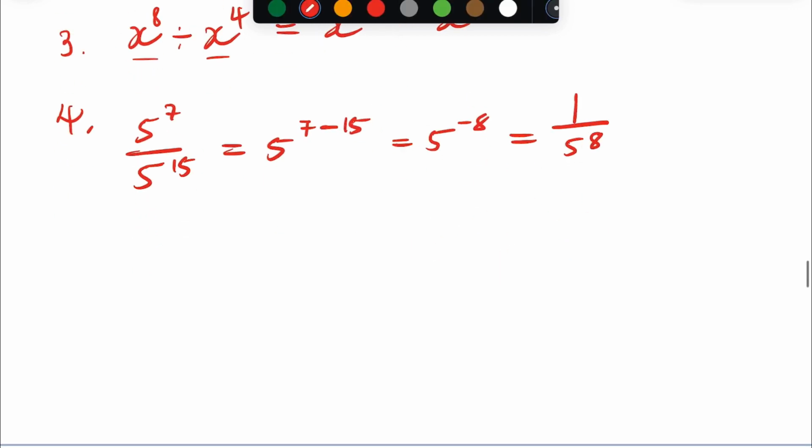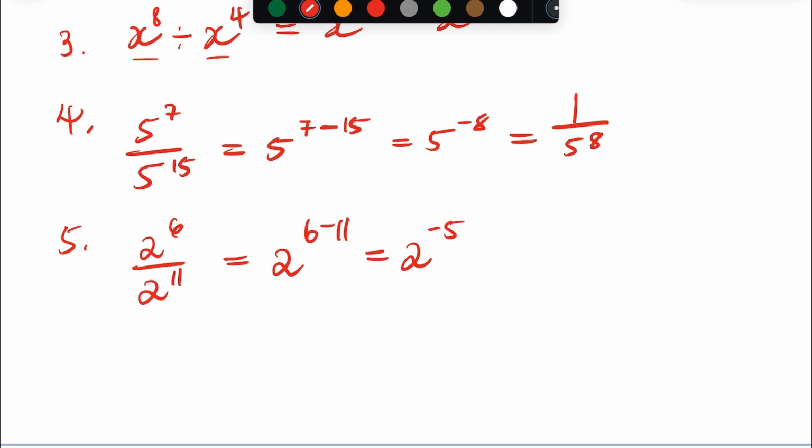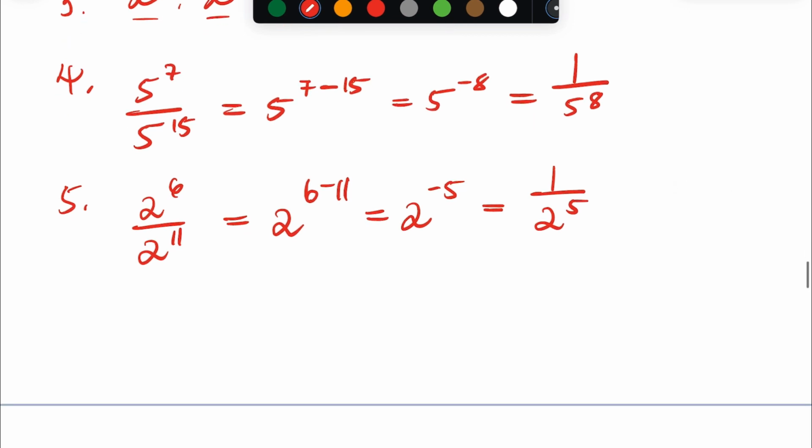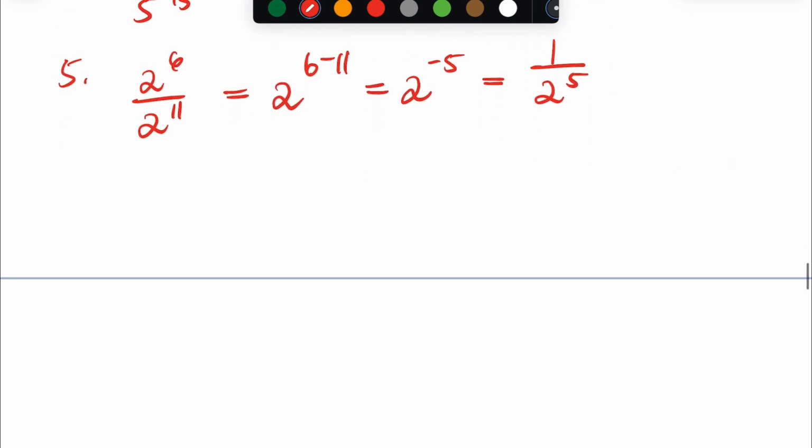Let me take another one, where we have 2 to the power 6 divided by 2 to the power 11. So we take the base of 2. It's going to be 6 minus 11, which is going to be 2 to the power negative 5. And then you can't leave it like that if your power is negative. So it's going to be 1 divided by 2 to the power 5. It's very important.